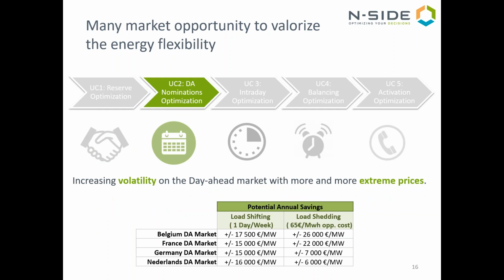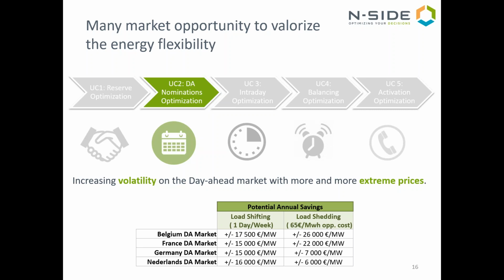Another example is the day-ahead market. So basically what we observe on the day-ahead market is an increasing volatility, but also more and more extreme prices for at least some countries. So here I created a table showing some potential annual savings for two different flexibilities that you could generate for Belgium, France, Germany, and the Netherlands, just for you to have a view on this.